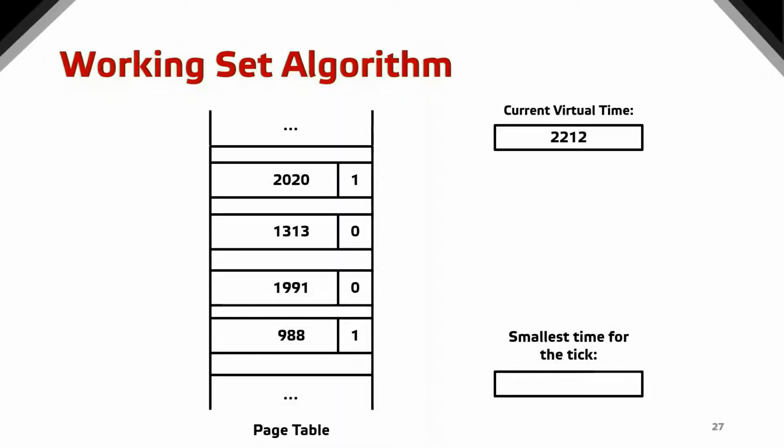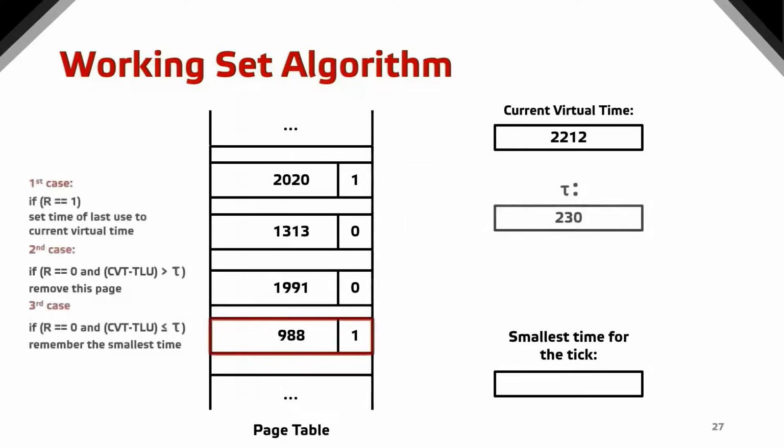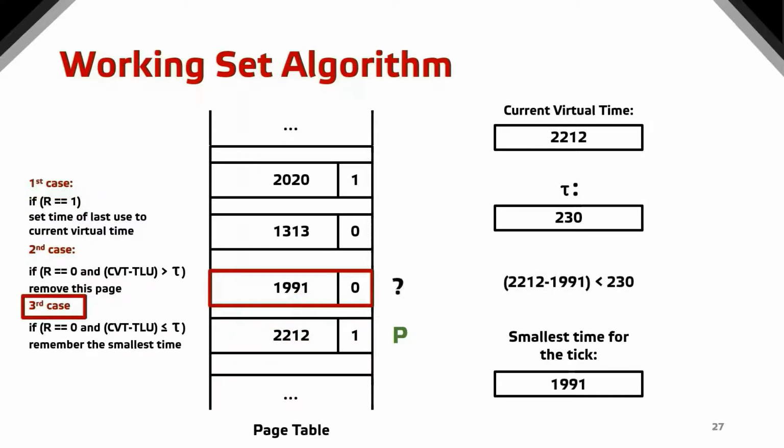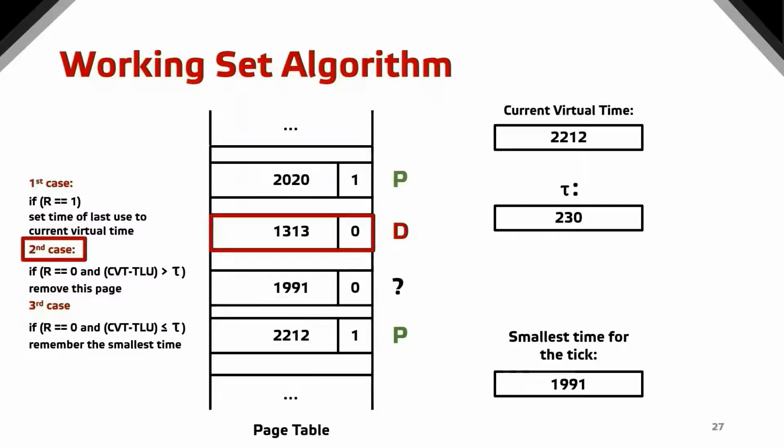When the page fault happens, we start to search for a page to evict. The first page satisfies case 1, therefore it stays in memory. The second one satisfies case 3, thus we remember its time of last use to check at the end of the search. Another page suits case 2 as its difference between the current virtual time and the time of last use is bigger than tau. Thus, we simply remove it. Since we found room for the incoming page, no other actions are needed and all other pages stay in memory. Page 2 also remains untouched.